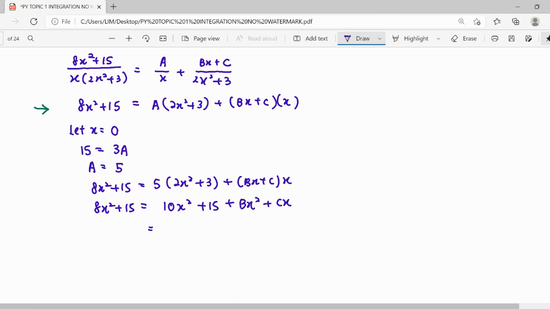So that you can see here our quadratic terms. Our x squared coefficient here is 10 plus b. For the coefficient of x, it's just c. For the constant, this is 15. So it should be equivalent to the left hand side here. Then we can compare. That's why this method is called the comparison method.